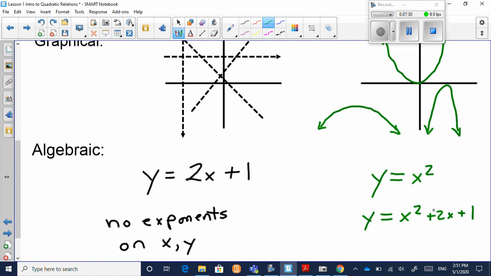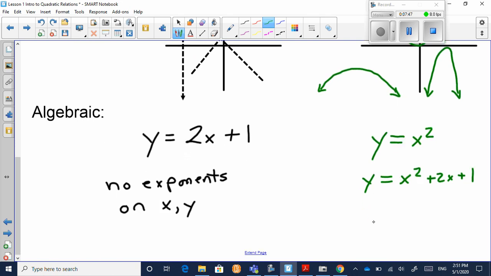And here what we're going to see is, as long as the highest degree is 2, it's still a parabola. And so now notice that the exponent 2 has to be on the x, not on the y. And again, you can have other terms, but as long as the highest degree is 2, in other words, the highest exponent is 2, it's still going to be a parabola.